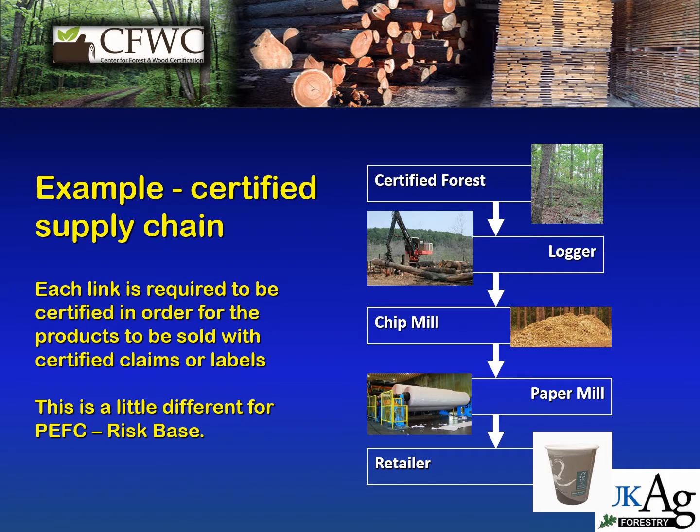Now, an example of what we're talking about with this chain of custody process: you start with a certified forest, and as it moves from that forest to the logger, and then onto the chip mill, and then onto the paper mill, and even in some cases to the retailer, each one of those ownerships of that forest product has to be FSC certified in order for the final product that is created to carry an FSC label or claim.